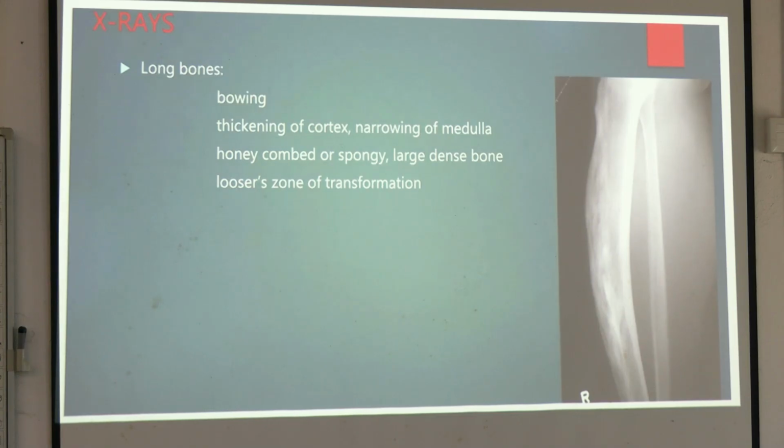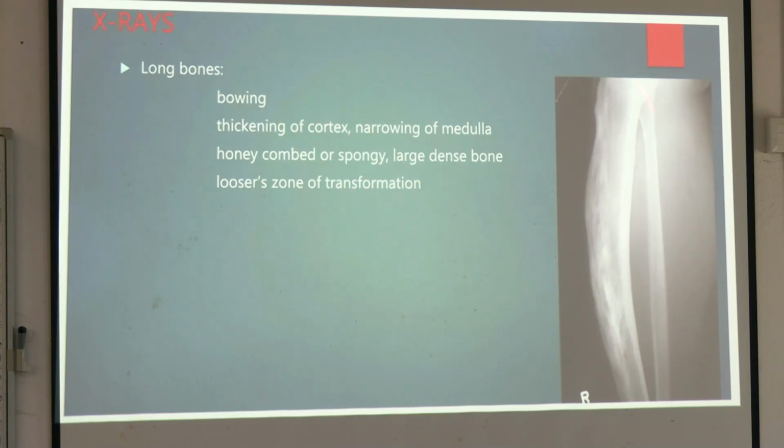If you are preparing for your NEET PG when you complete your MBBS, these are the questions which might come for your MCQs. So in long bones, first what will you see? Because the bones are very much weak, you are seeing that the bone has shown anterior bowing. The bone has become curved.